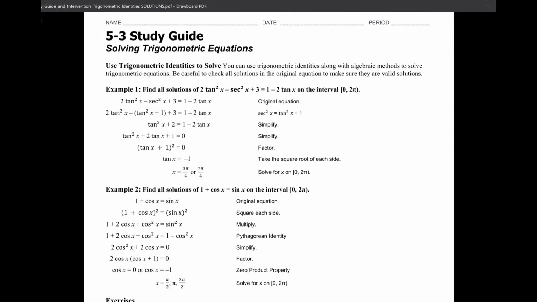Welcome to the screencast for 5.3, the study guide. So this whole section is about solving trig equations.